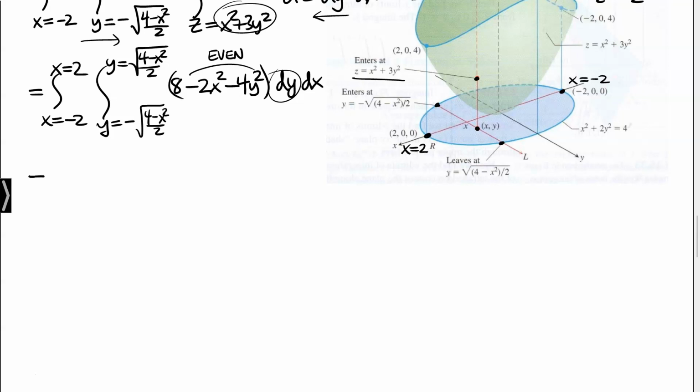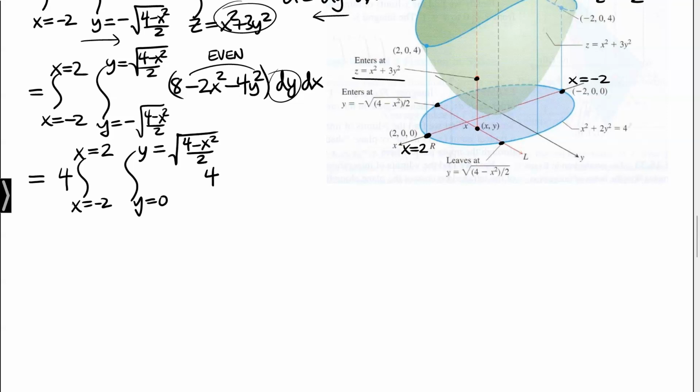So I'm going to actually do a little bit of skipping some steps here. I'm going to factor out the 2 from each term, and then I'm going to take out a 2, and I'm going to make this lower limit 0, the lower y limit. So it's going to be 4 times the integral for x from -2 to 2. And now y is going to go from 0 to this root.